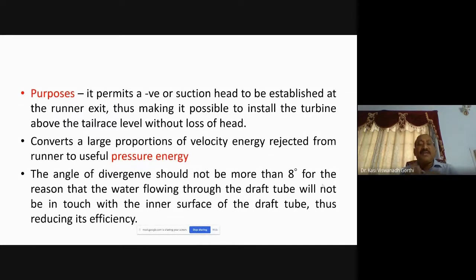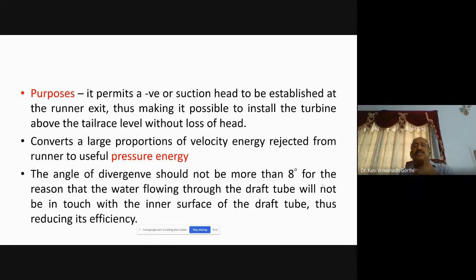Suppose the angle of divergence of a flow is more than 8 degrees, flow separation takes place. Because of the flow separation, the flow of water may not be directly touching the inner surface of the draft tube, leading to reverse flow. Formation of eddies will take place. Efficiency of the draft tube will come down. That is how, though you want to provide a gradual increase in cross-sectional area, the angle of divergence should not be more than 8 degrees.